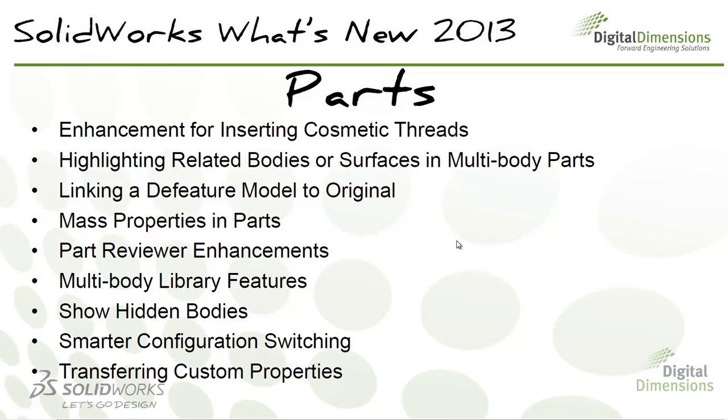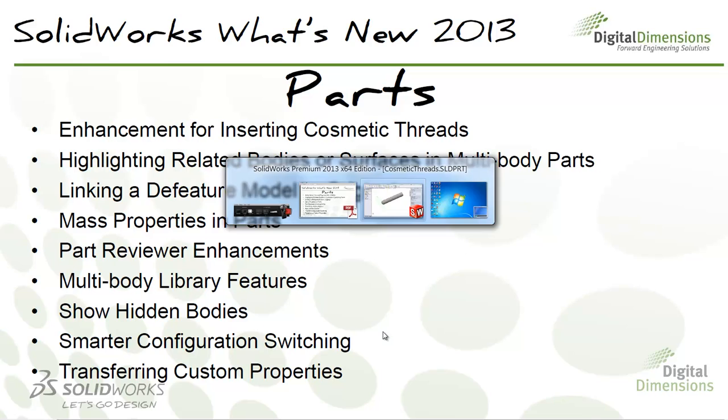sets, basically loading them into memory and being able to switch configs quicker, not having to wait for them to rebuild. The final thing I'm going to be showing is how when you transfer custom properties over, especially into a weldment part, the custom properties get propagated into the weldment part as cut list properties and they are organized correctly. So let's go ahead and get started. I'm going to show you the enhancement for Cosmetic Threads first.